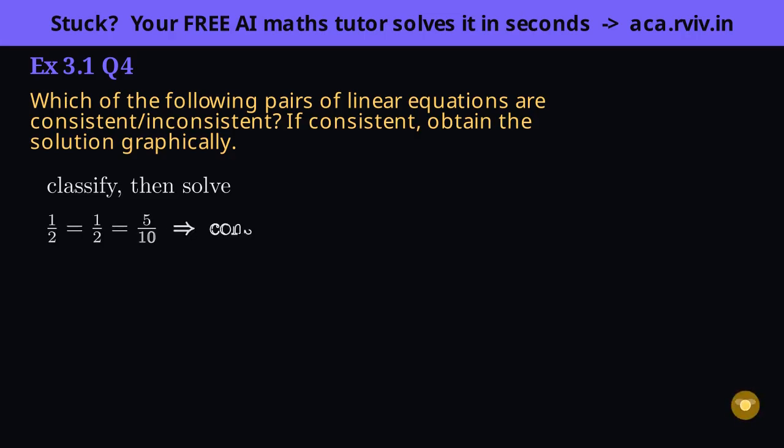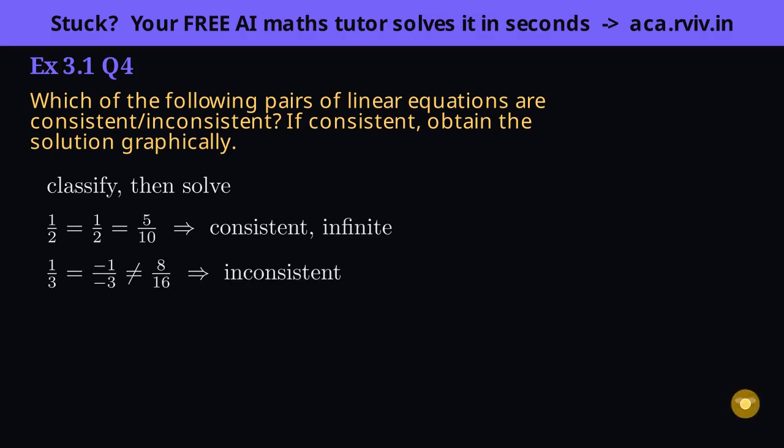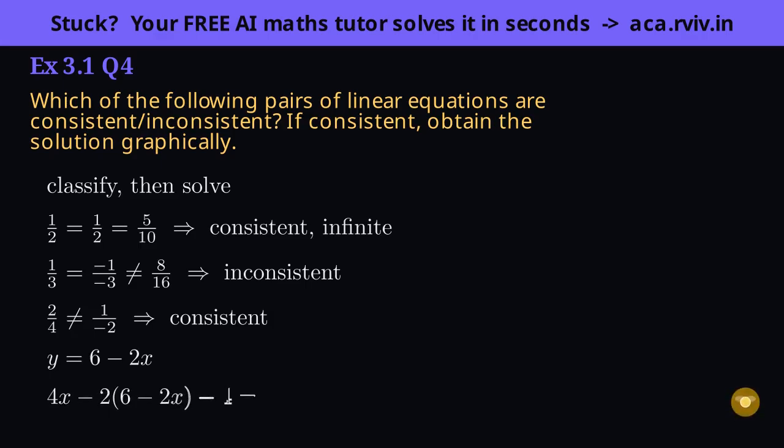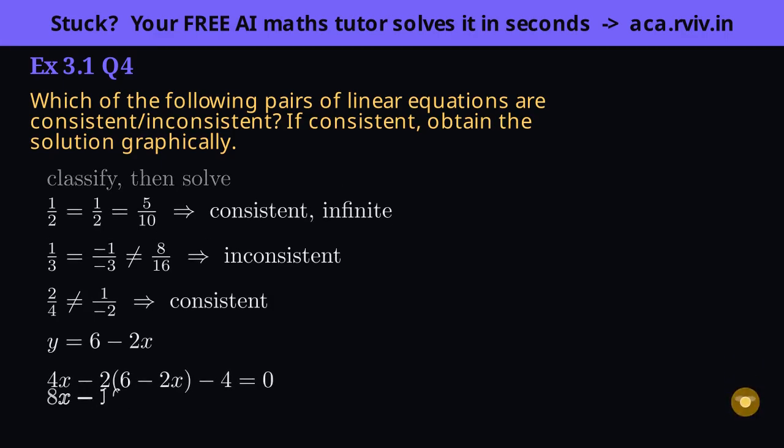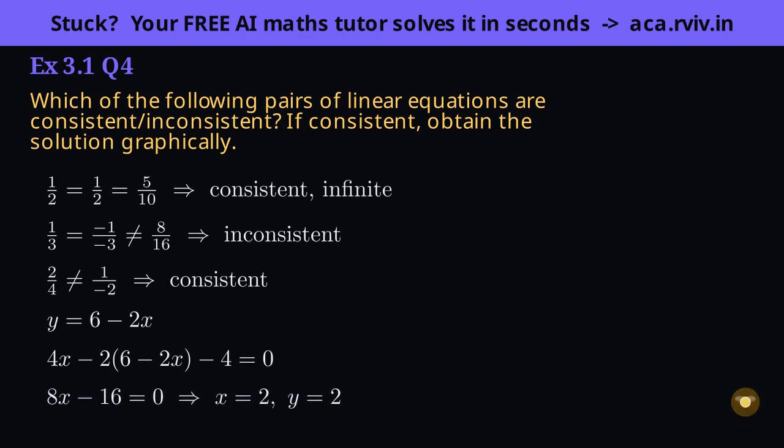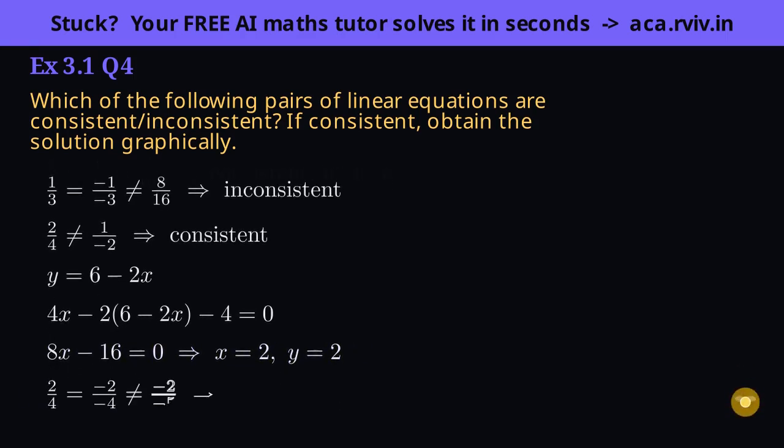Part I, compare all three ratios. Part II, compare all three ratios. Part III, compare A and B ratios, they differ, so consistent. Solve III. From the first equation, y equals 6 minus 2x. Substitute into the second equation. Simplify and solve. Part IV, compare all three ratios.